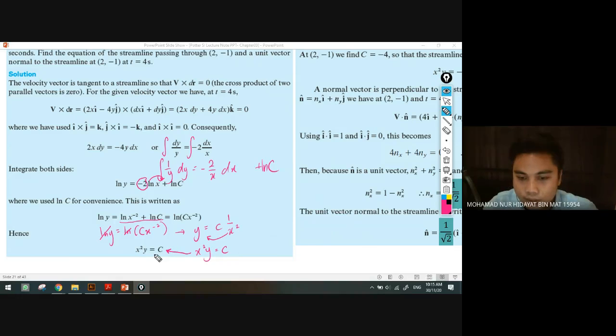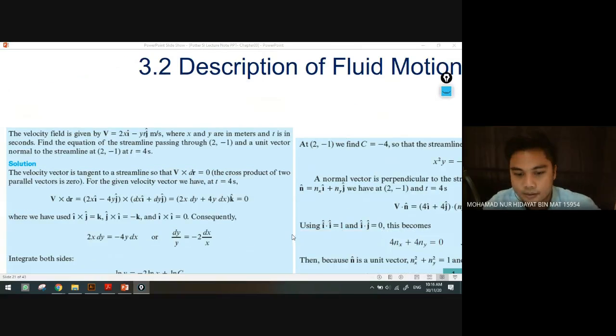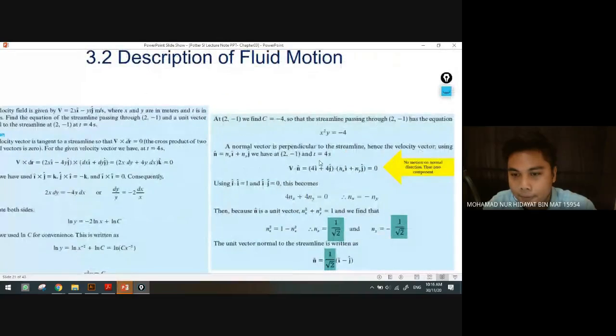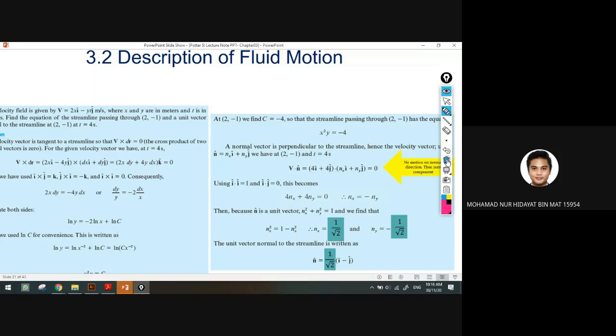Okay, after you get this term, then you need to find what c is. So from here, you need to find what c is. From the given information, it is passing through the point (2, -1), where this is the x and y direction. So this is x and this is y. Try to substitute into this equation.